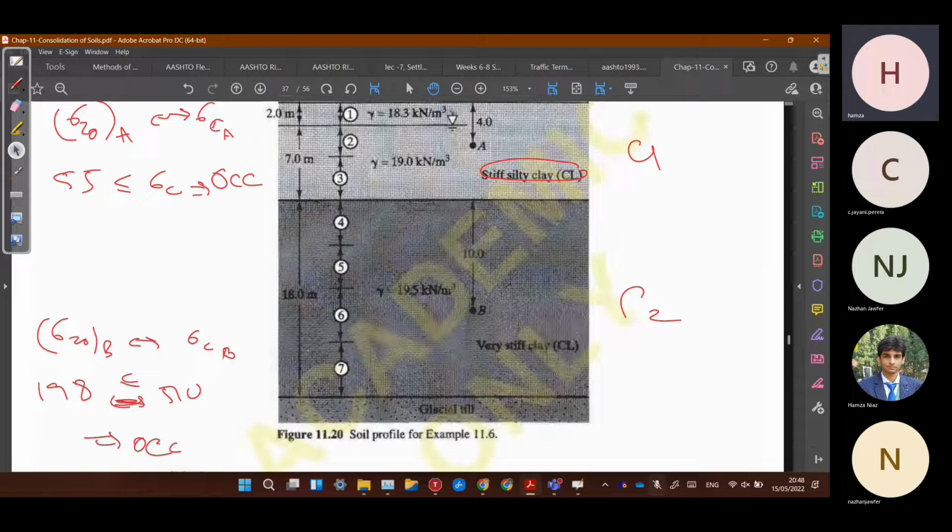Now after we have found that both these layers are over consolidated, we have to determine which case of over consolidated they are.